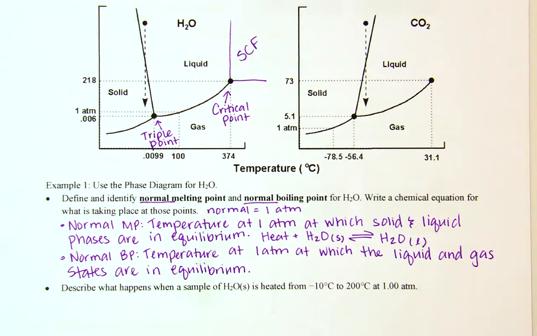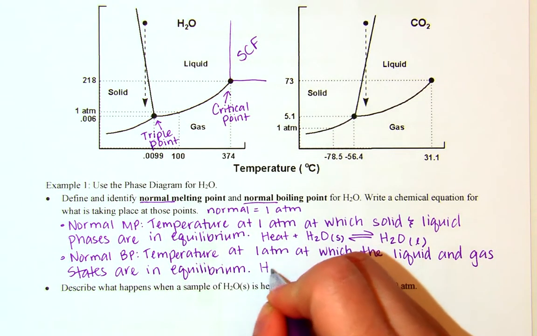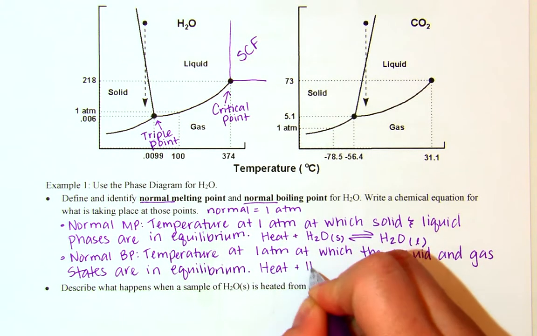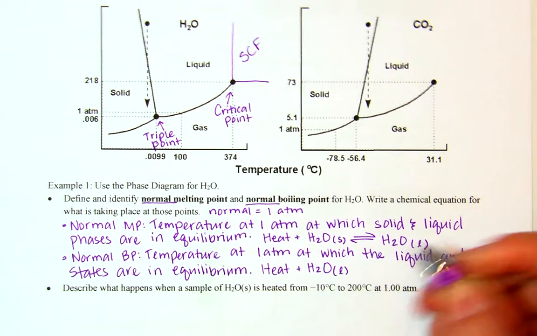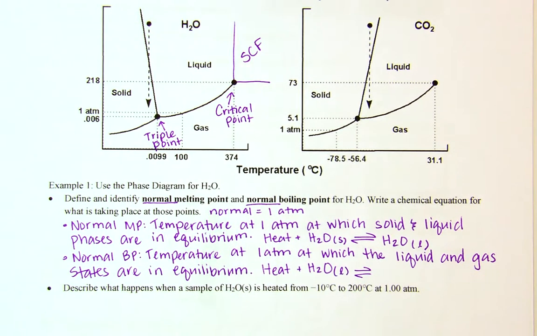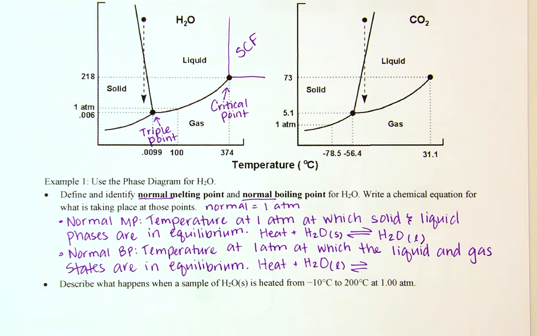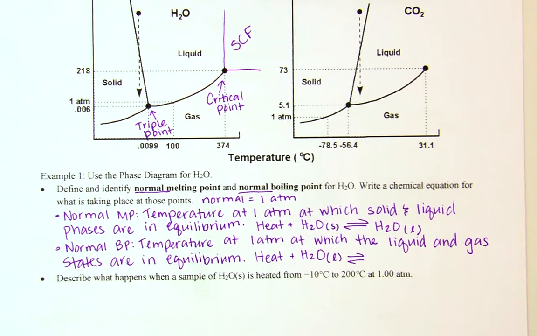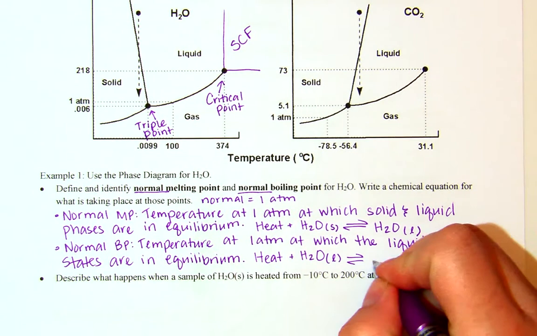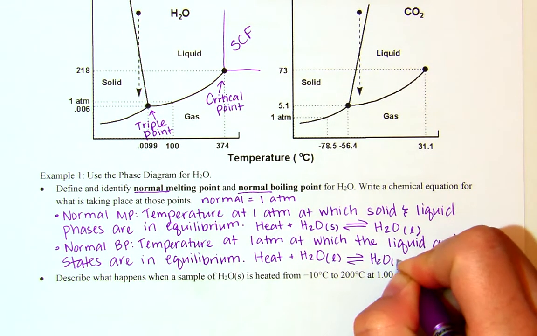And similarly, as we did before, heat plus H2O liquid. You heat up some liquid, and you can think about this as like boiling water on the stove. You have liquid water, and you see all this water vapor coming off, which is H2O gas. And that's because we added energy.